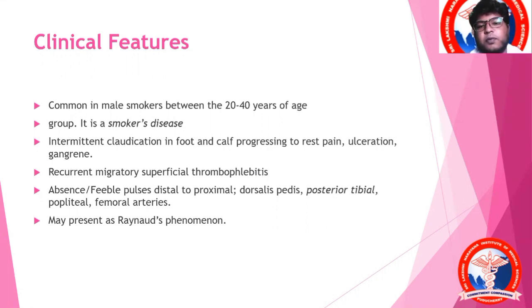Recurrent migratory superficial thrombophlebitis, and absent or feeble pulses distal to the proximal dorsalis pedis, posterior tibial, popliteal, and femoral arteries will be there. It may present as Raynaud's phenomenon.